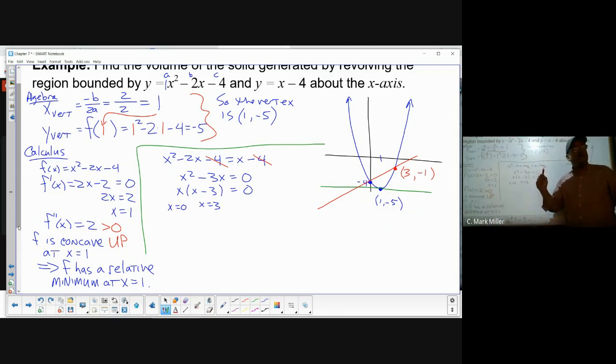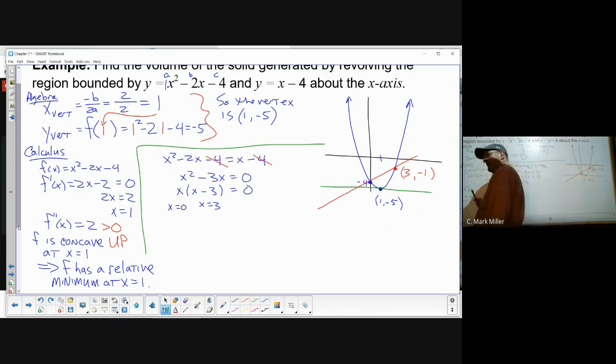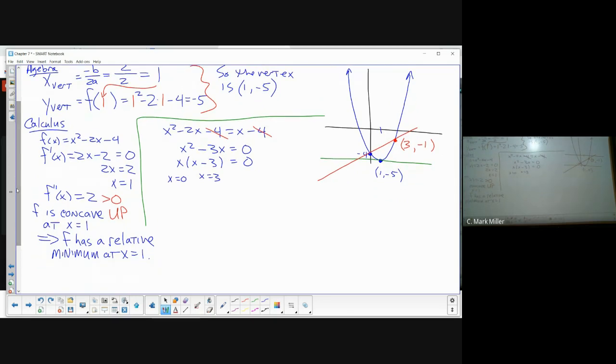You've got to do all of this just to set something up to apply the shell method or disk method. You have to do all this to do one of these problems. Now, I kind of overdid this over here on finding the vertex, because those are skills I wasn't getting answers on. I wanted to review, right? So you don't have to quite go into as much detail. If you find the vertex, that will help you in any way you find it. I just don't want Calc 2 students not to know how to find minimum and maximum values. All right.